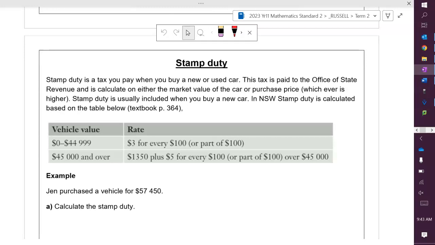So it's calculated based on this table here. This might not be exactly what it is in today's year, but this is what it has been previously. Up to $45,000, it's $3 for every $100 or part of $100. So even if you get to, say, $32,002, it would go into that $32,100 because it's part of that next 100. And then over $45,000, you pay $1,350 plus $5 for every $100 or part of $100. So it's similar to our tax tables in that instance.